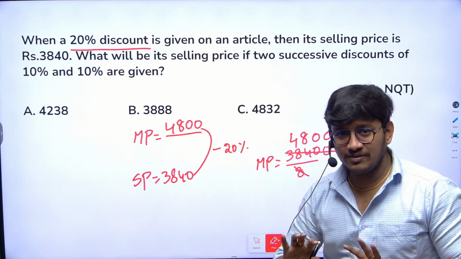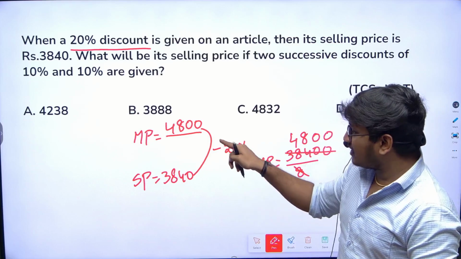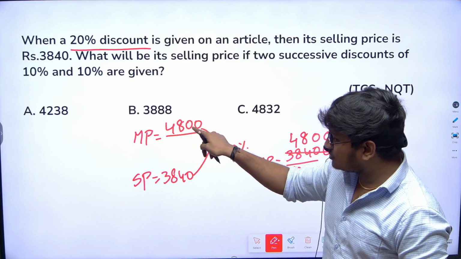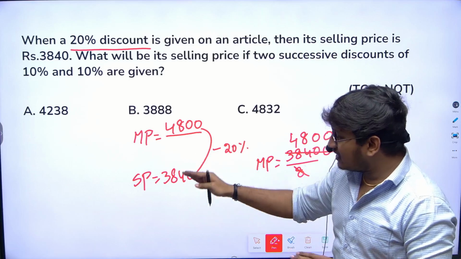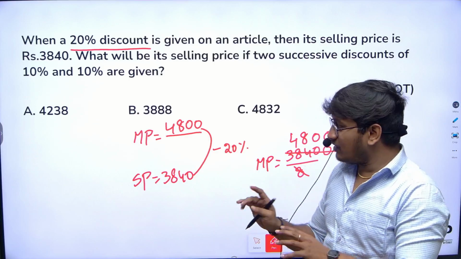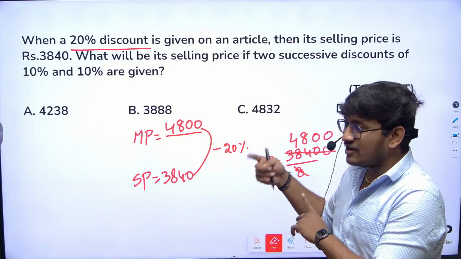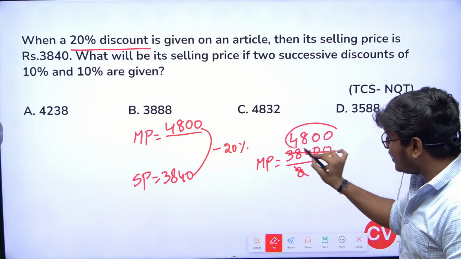Guys, if you have time and want to cross check whether your answer is correct or not, you can check by removing 20% of 4800, using the shortcut, the 0 0 elimination method. Whether you are getting the same answer or not, you can cross verify when you have time. But don't waste time cross checking once again. So let's say the market price is 4800, we got to know.